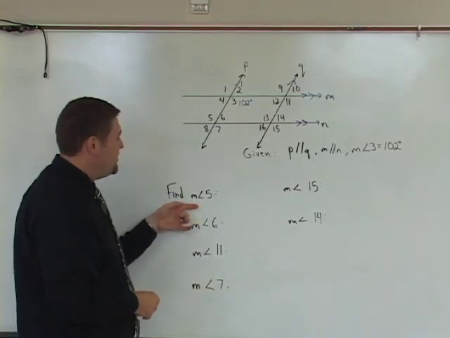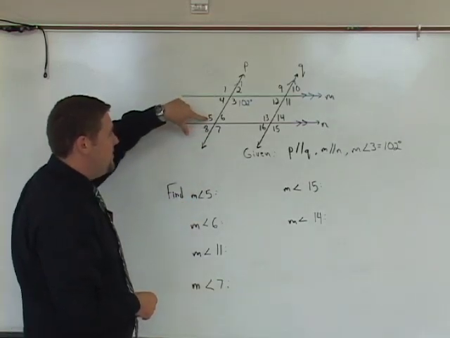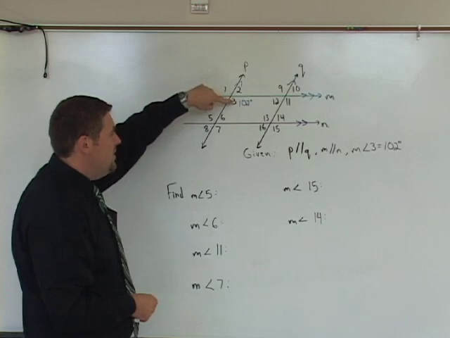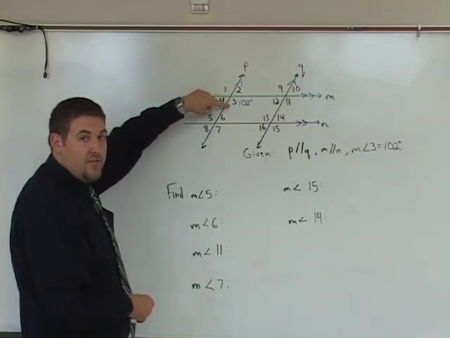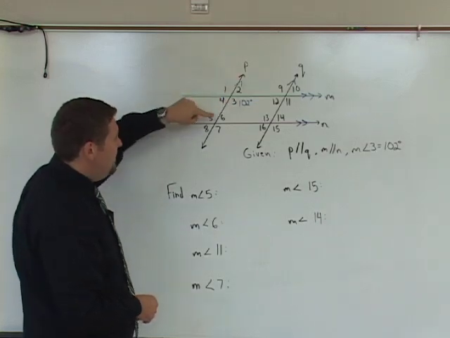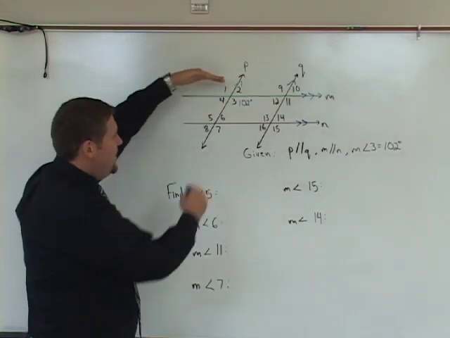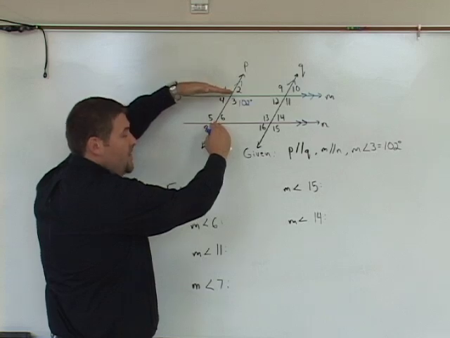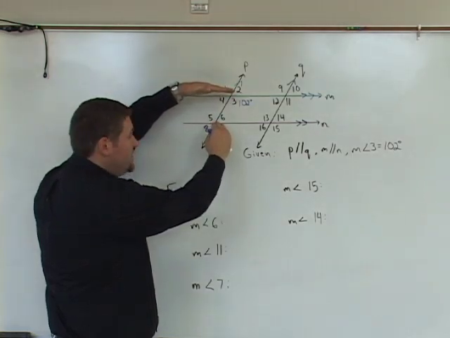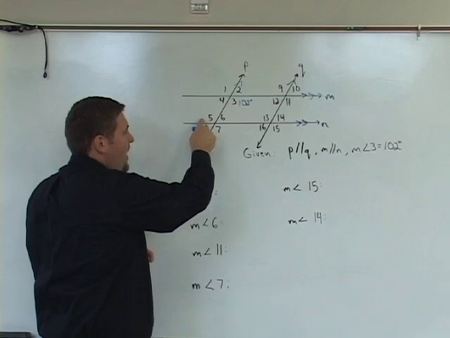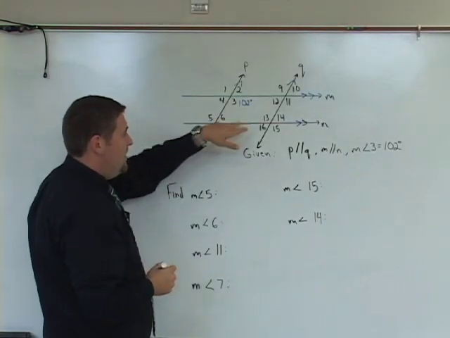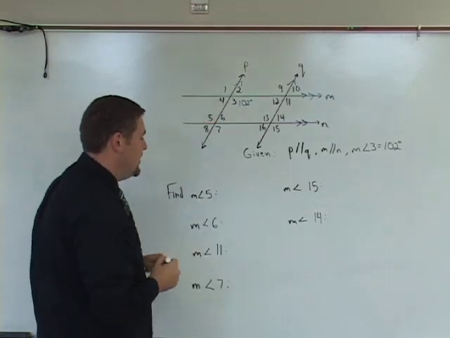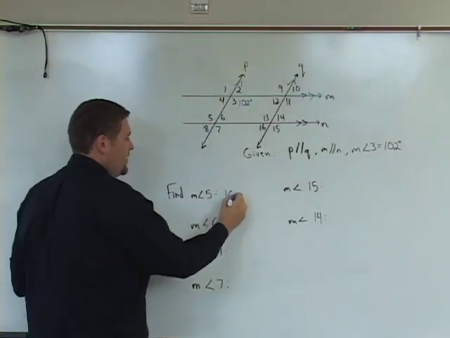So we'll look at measure of angle 5. Here's where measure angle 5 is. Here's where measure angle 3 is. These angles are called alternate interior angles. They are on alternate sides of the transversal, but they are inside of the parallel lines M and N. Thus alternate interior. So 3 and 5 are going to be congruent in angle measure. If we have parallel lines, alternate interior angles are congruent. So this will read 102 degrees.